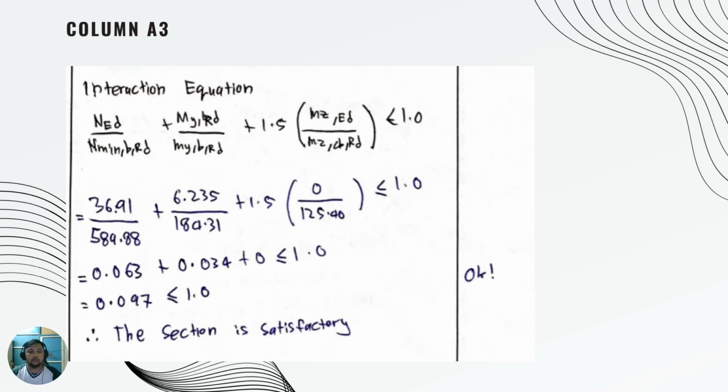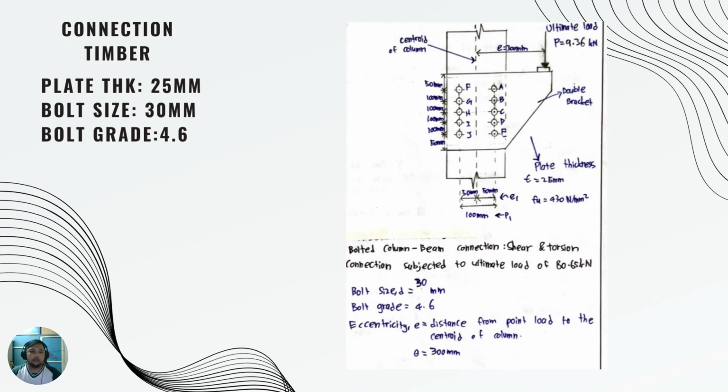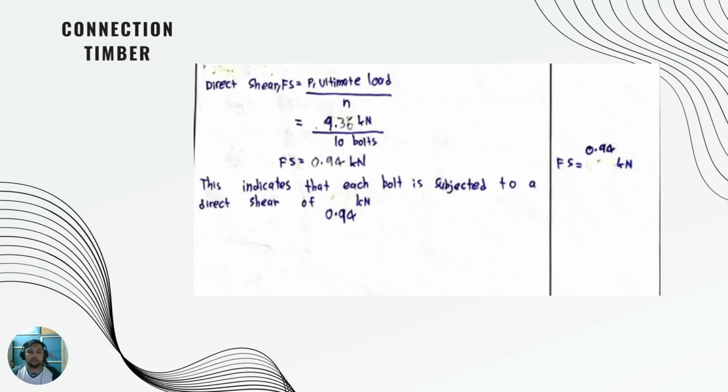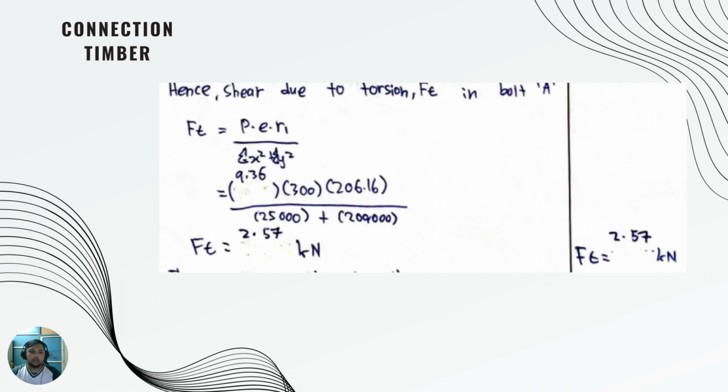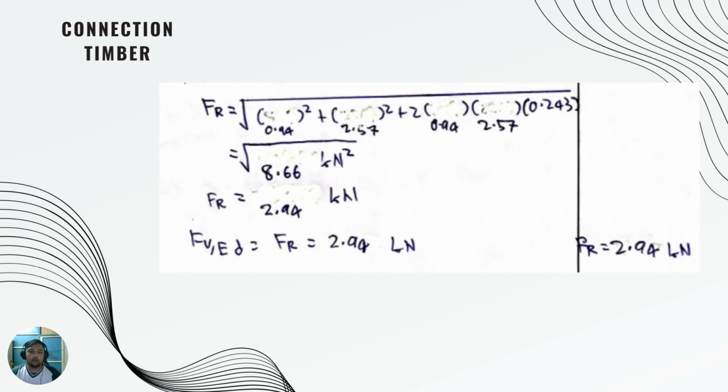All the values mentioned before are put into the interaction equation for checking the section, and come out as satisfactory. Lastly, for the timber connection, the plate thickness used is 35 mm, the bolt size is 30 mm, and the bolt grade is 4.6. The direct shear Fs for the connection is 0.94 kN. Shear due to torsion Ft is 2.57 kN.